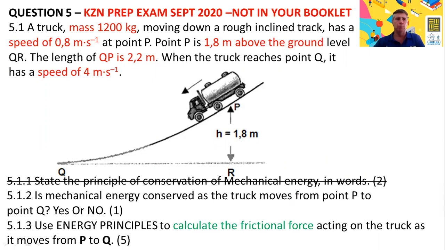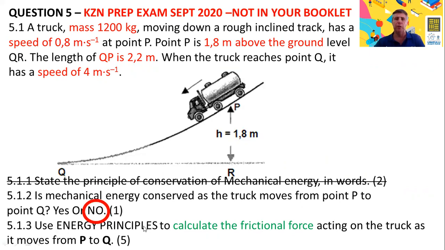So here's the question, and as I said, it's not in your booklet, so just pay attention on the screen. For the first part, a truck of mass 1,200 kilograms is moving down a rough inclined track. It has a speed of 0.8 meters per second at point P, which is 1.8 meters above the ground. From Q to P is 2.2 meters, and when the truck reaches point Q, it has a speed of 4 meters per second. Now notice the word rough. That means there's friction. So 5.1.2, is mechanical energy conserved? Yes or no? No, because we have friction. We have non-conservative forces present.